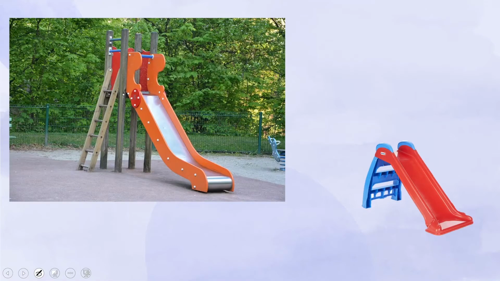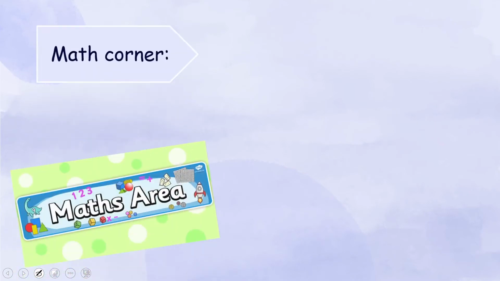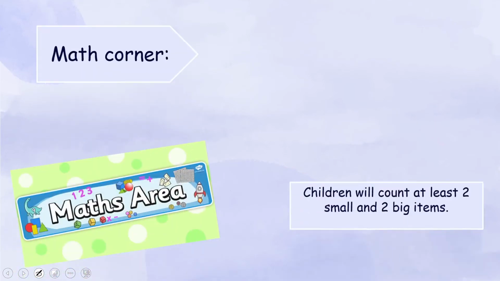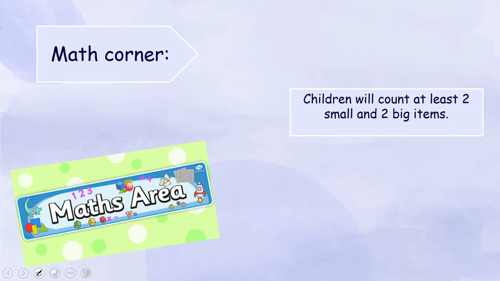And what more things I found, that I saw a big slide and a small baby slide, right? This is for big kids and this is for toddlers. Now what do we have here? We have an activity for the math corner. And what we're going to do, children will count at least 2 small and 2 big items.